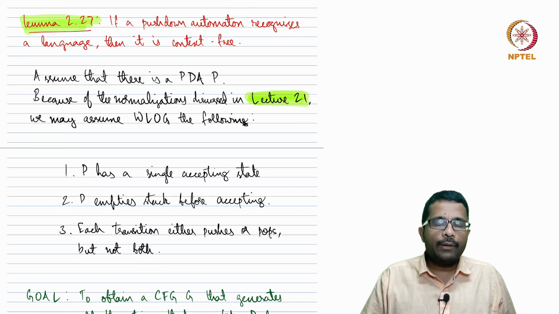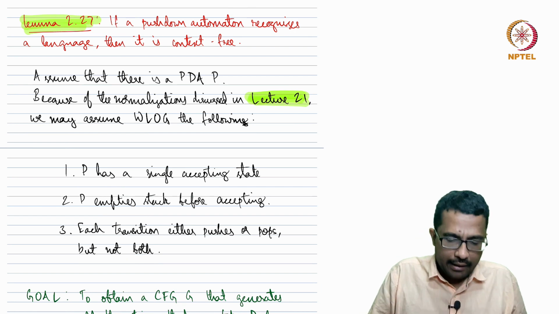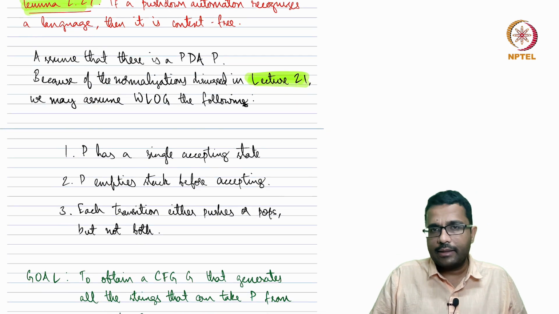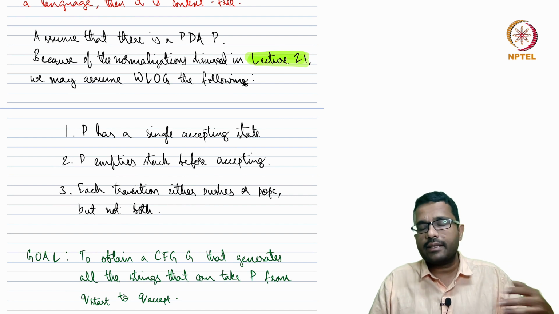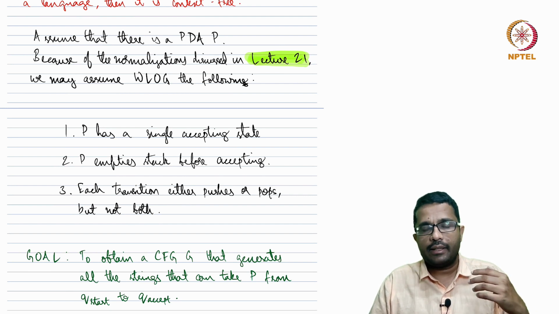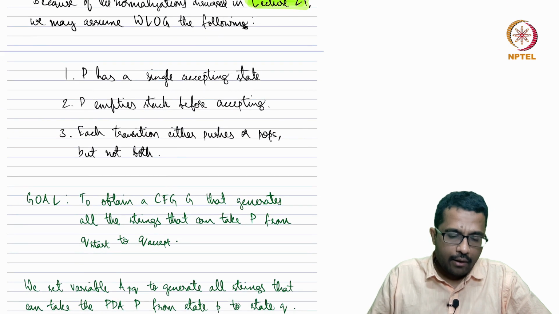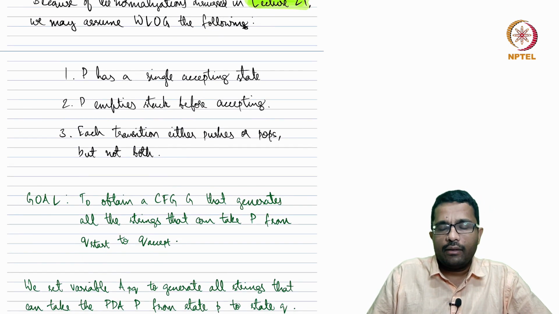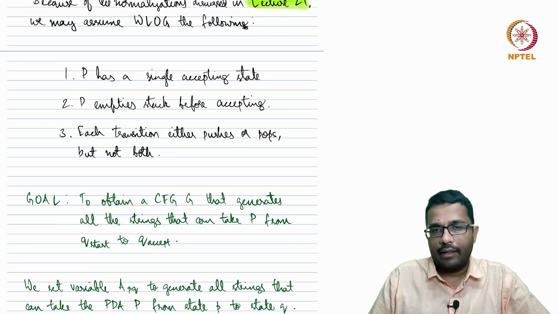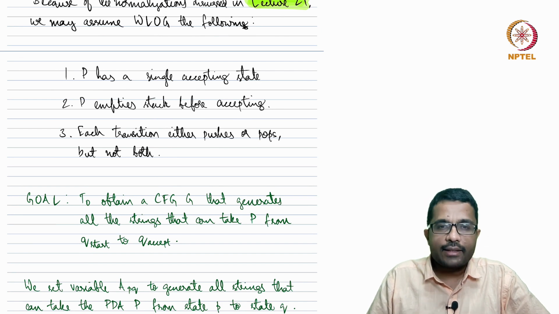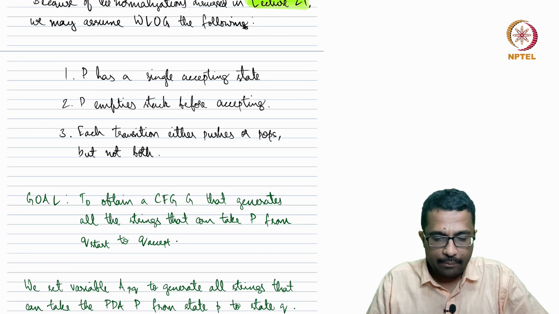So the given PDA, we may assume that it satisfies these properties, meaning it has a single accepting state, it empties the stack before accepting, and every transition has a push or a pop. Now, from such a PDA, we will construct an equivalent grammar. So, what are the strings that are accepted by this PDA?